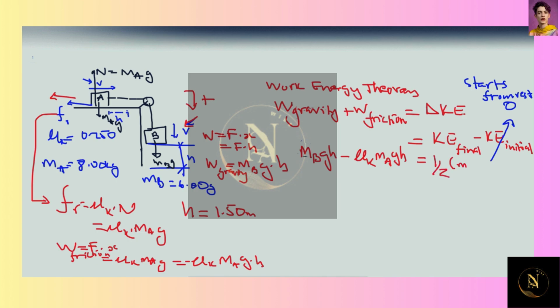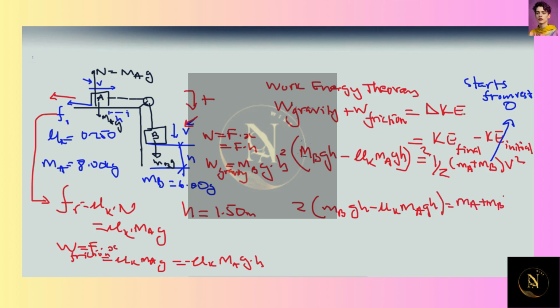The system has two masses, ma plus mb, and they have a combined velocity squared. Remember, the initial kinetic energy doesn't count because it's 0. In this case, we want to solve for the final velocity. So we can multiply both sides by 2. And so we have 2 mb gh minus mu k ma gh equals ma plus mb v squared.